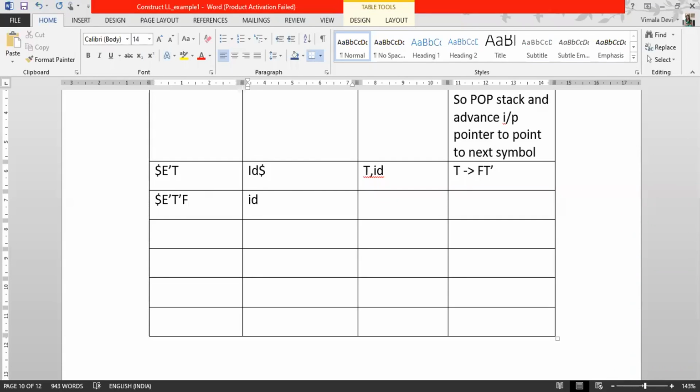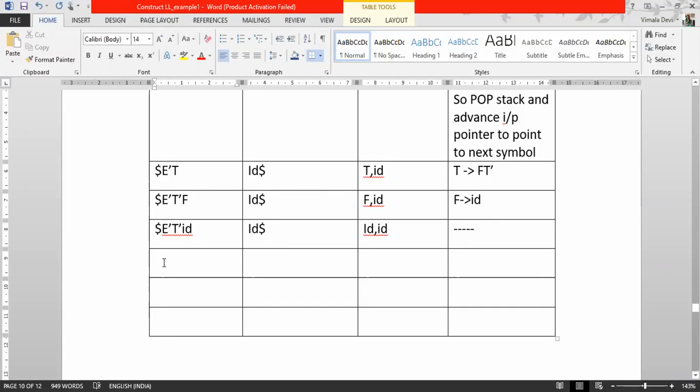ID dollar. Alright. Now we have to check for the combination F comma ID. We have already checked, which will allow us to select the rule F derives ID. So now at the next step, the F must be replaced by ID. If you replace F by ID, now the input symbol and the top of the stack matches. So the parser is looking for two symbols, which is ID and ID. Now in this case, once again, it is going to pop the top of the stack and the input pointer is advanced to point to the dollar symbol.